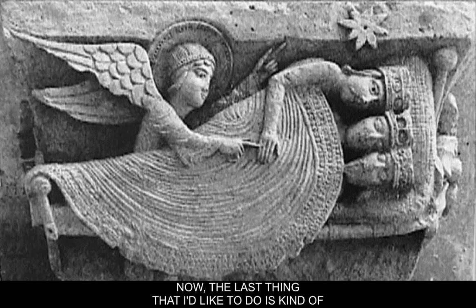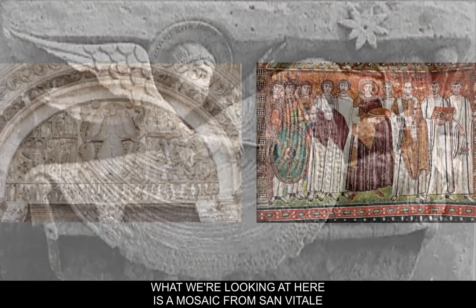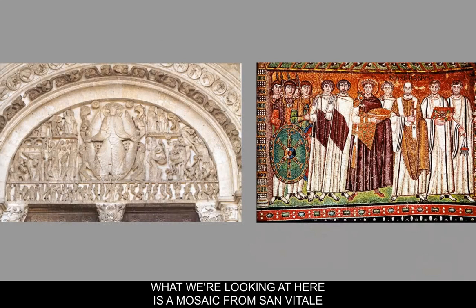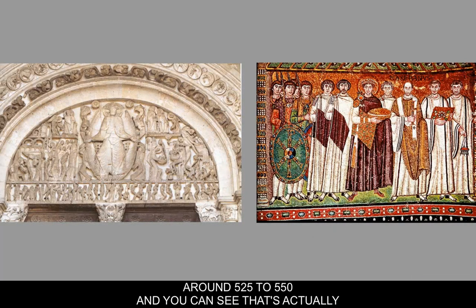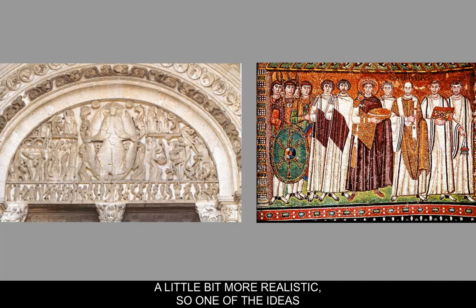Now, the last thing that I'd like to do is talk about how this relates to the Byzantine tradition of making art. What we're looking at here is a mosaic from San Vitale in Ravenna, Italy, from really the middle of the 6th century, around 525 to 550. And you can see that it's actually a little bit more realistic.